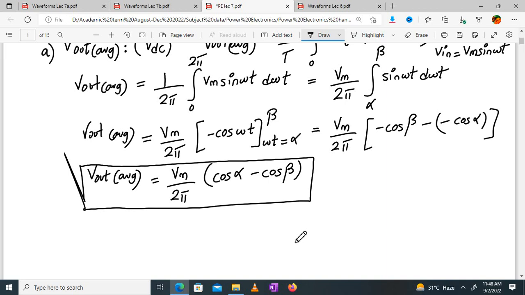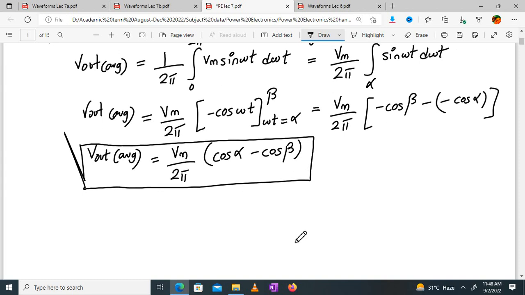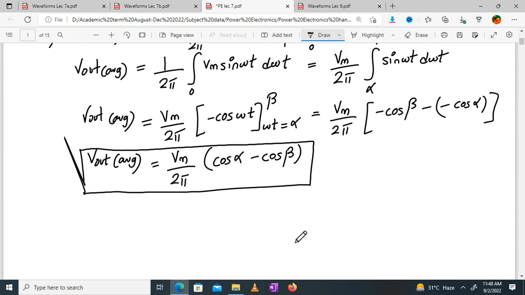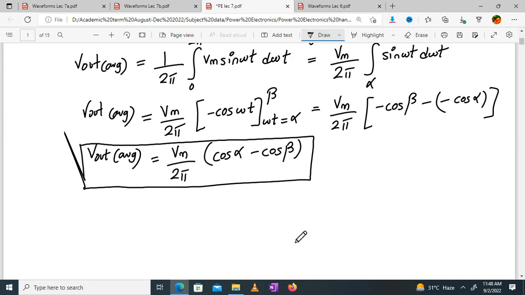Here we are discussing half wave rectifier, still controlled rectifier going on. So what is this called? Average value of output voltage or average value of load voltage. It's one and the same. Write it down over there: average value of load slash output voltage.